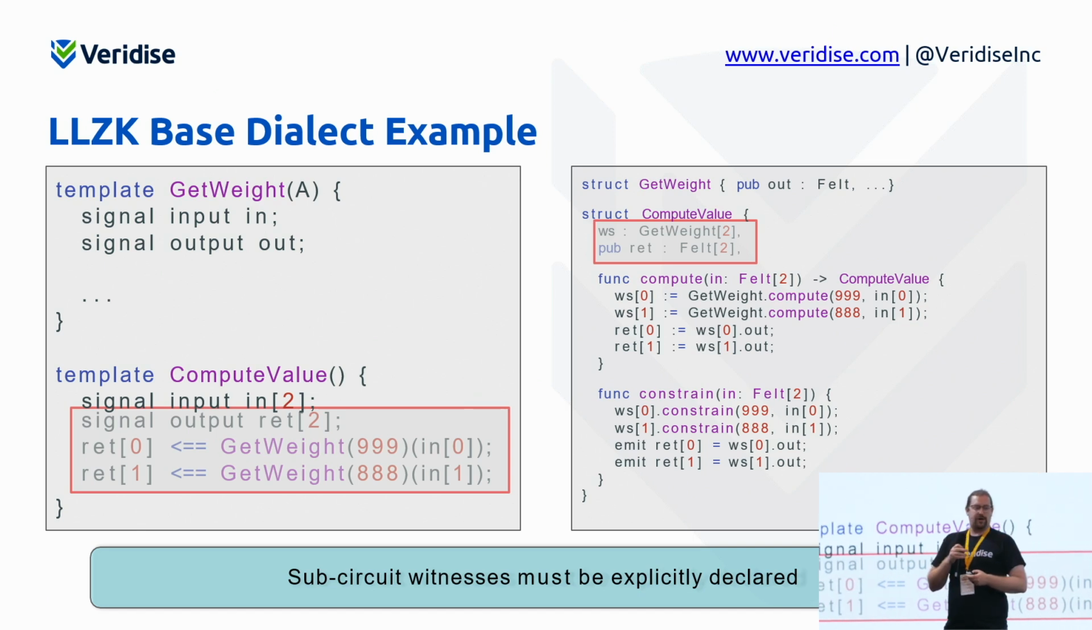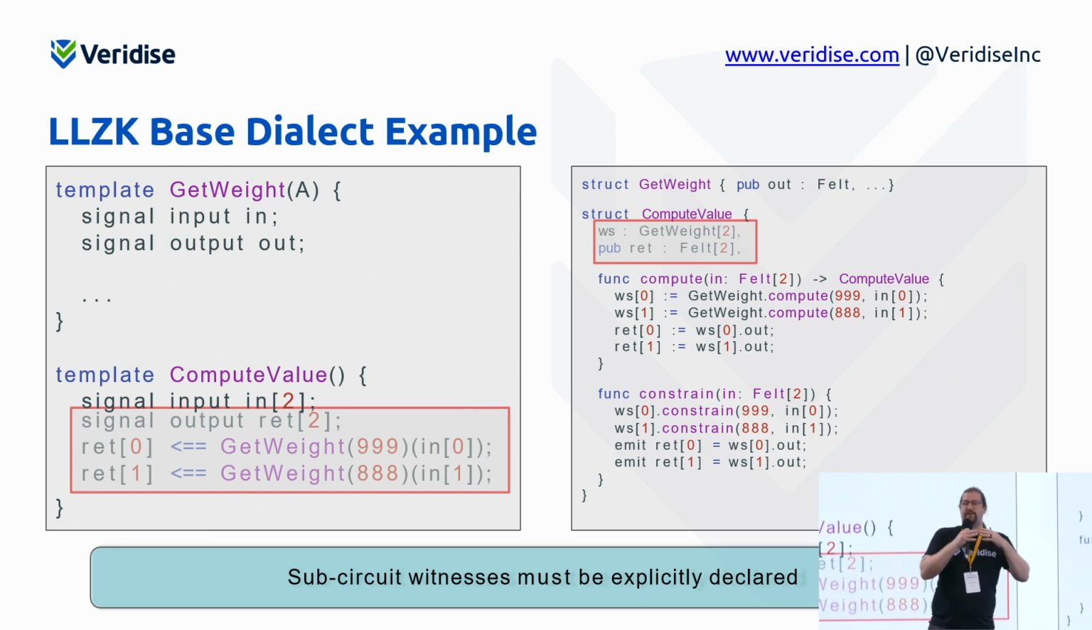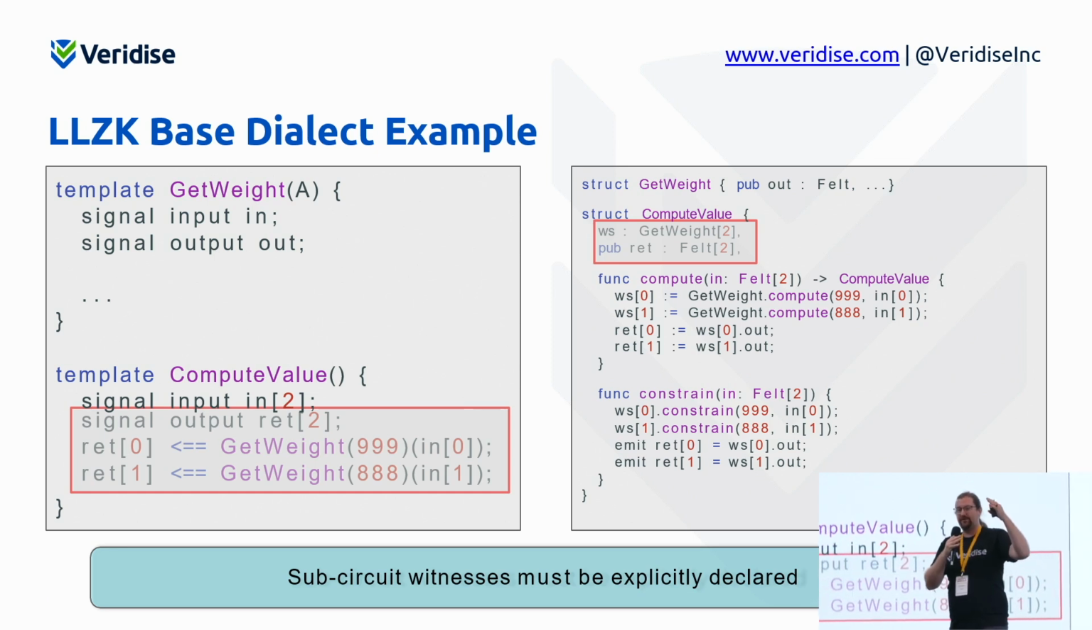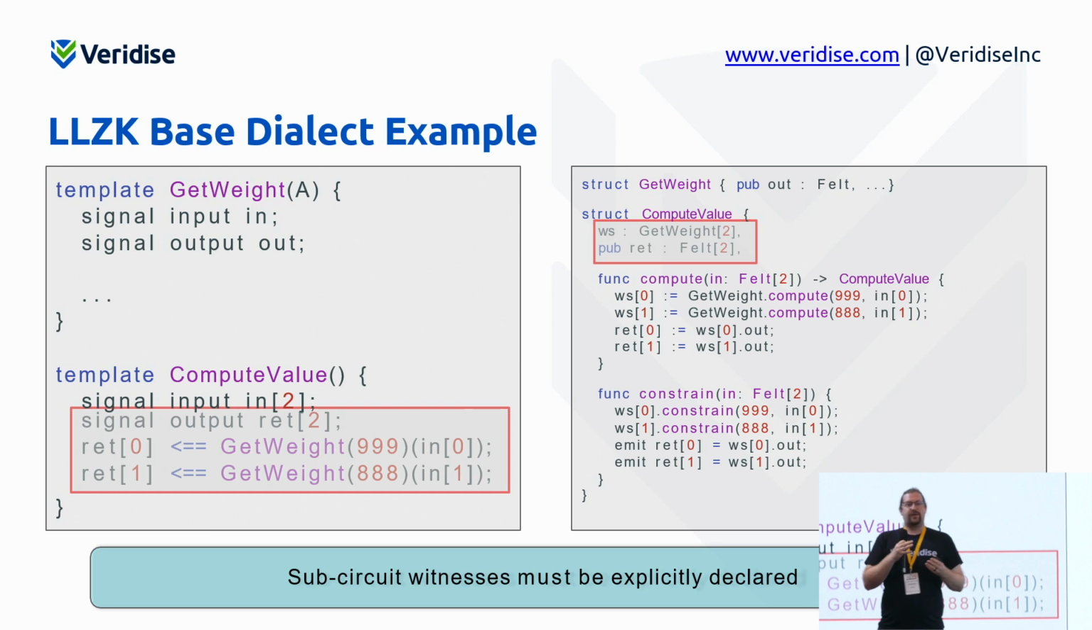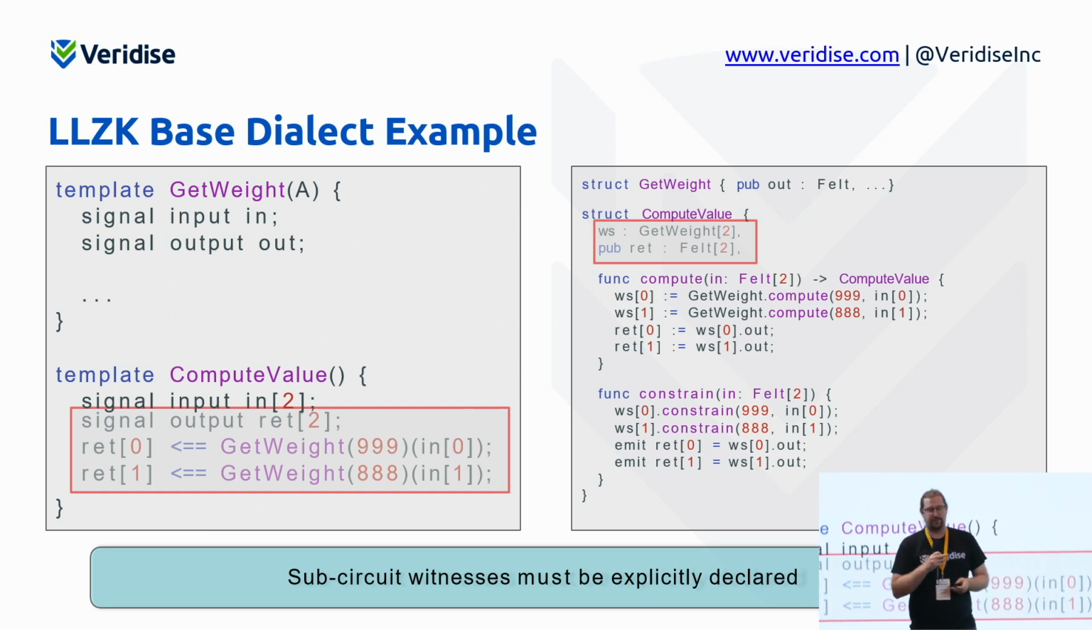Whereas in Circom you might say this is a component and the body of the template, here instead we're going to declare everything that's needed in the witness up front so that it's very easy to tell exactly what computation needs to be performed.